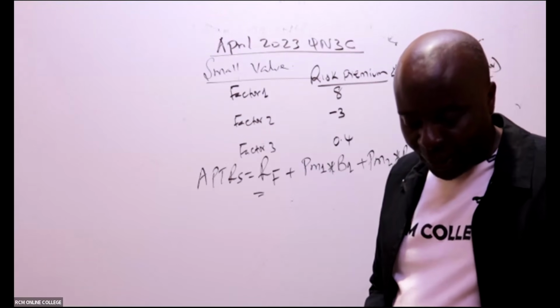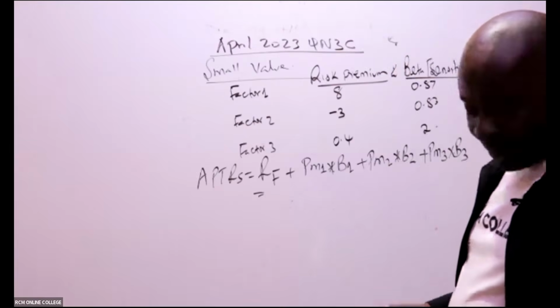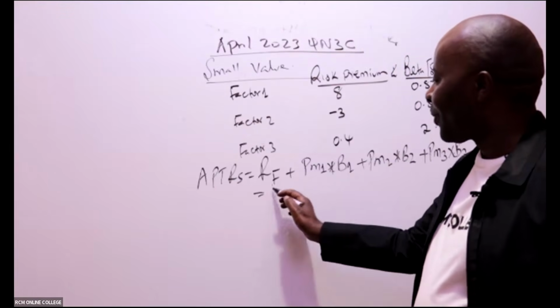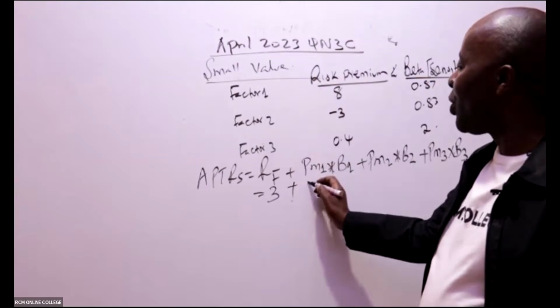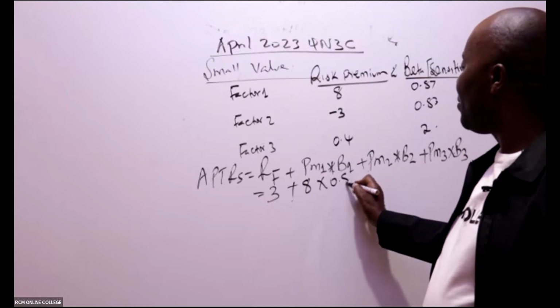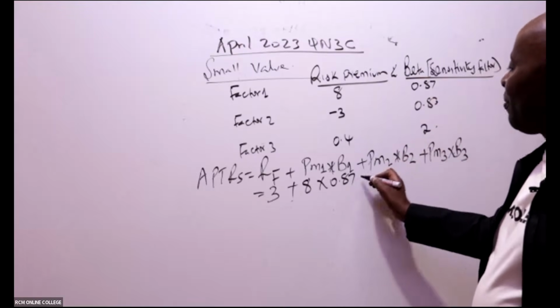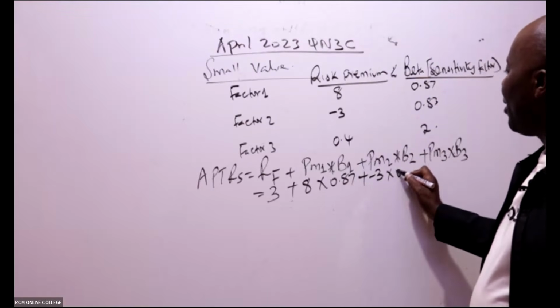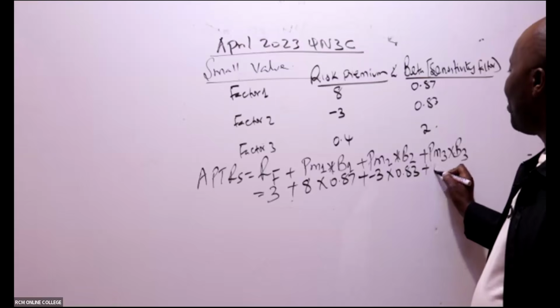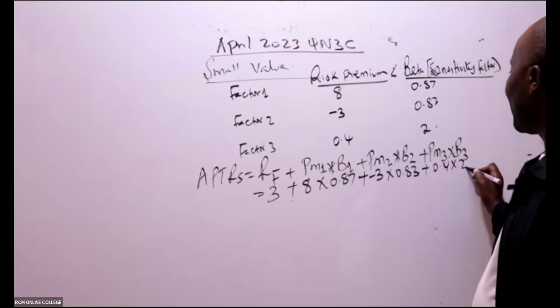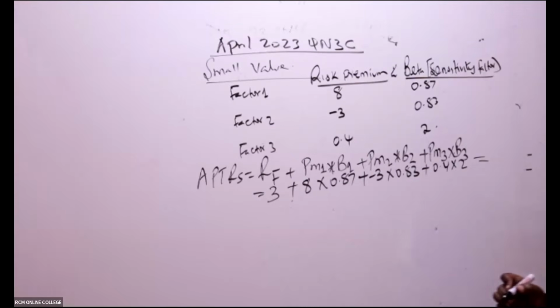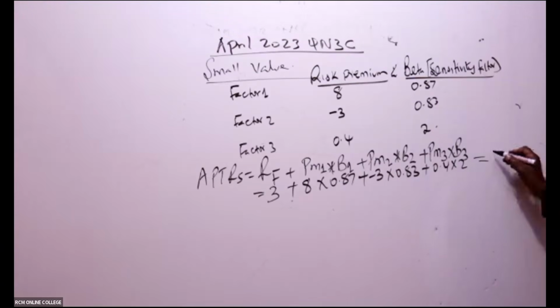So, they have said the risk-free is 3, plus premium 1 is here. Premium for factor 1, so I take 8 times beta 0.87, plus minus 3 times 0.83, plus 0.4 times 2, because I'm picking the premium. Give me an answer. Magi has told me it is 8.27.